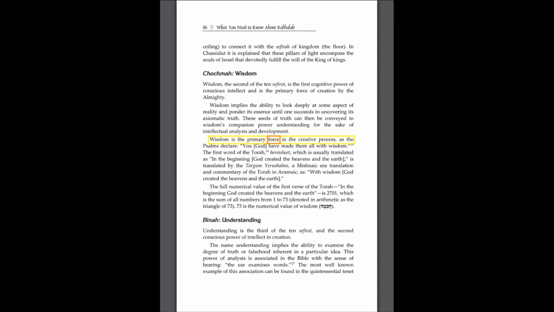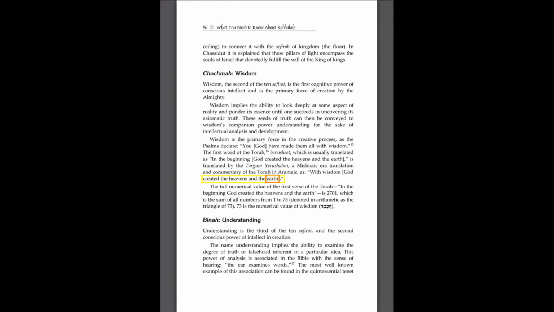Wisdom is the primary force in the creative process, as the Psalms declare, "You, God, have made them all with wisdom." The first word of the Torah, Bereshit, which is usually translated as "in the beginning, God created the heavens and the earth," is translated by the Targum Yerushalmi, an Aramaic translation and commentary of the Torah, as, "With wisdom, God created the heavens and the earth."